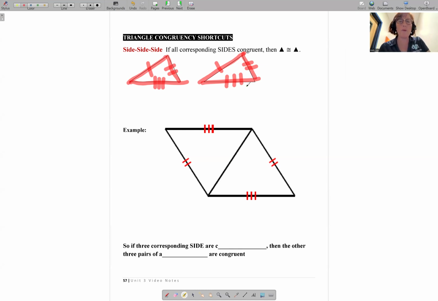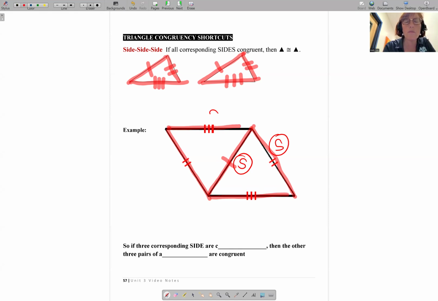Let me give you an example. So we watch out for our freebies. We have a freebie here right down the middle. We know that side is congruent, so I'm going to hatch mark it, and I'm going to put an S for sides. And then we're told these are congruent already. So that's another pair of sides. And then here you have a third pair, trace it, another pair of sides.